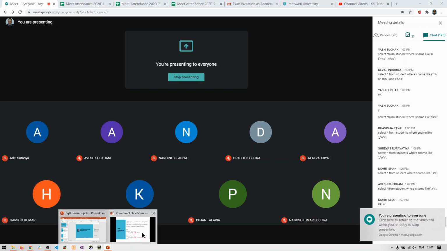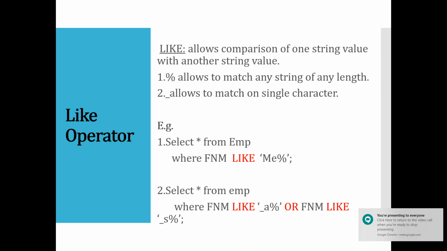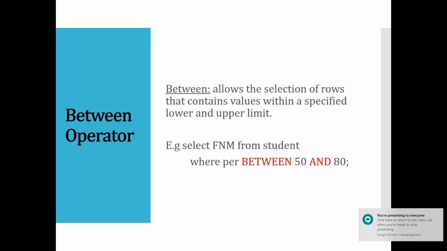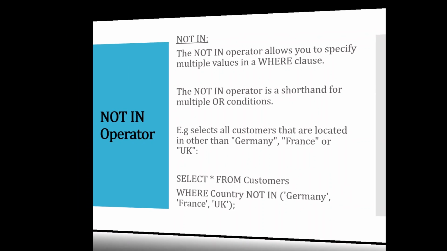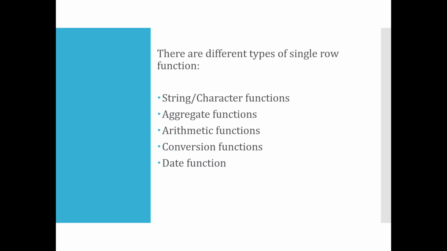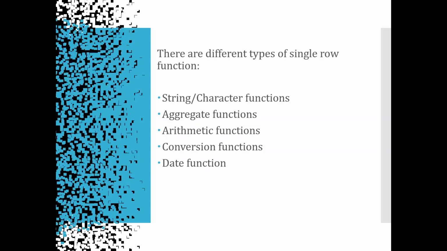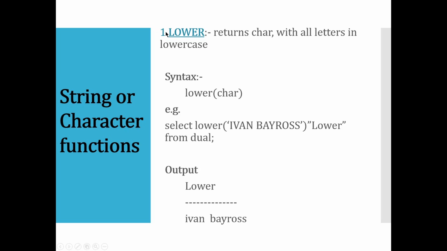Okay, so we have seen the like operator. This is the like operator, right? Then let us say between we have seen, in, not in we have seen. Let us move to the single row functions. What do you mean by single row functions? It means that you are going to use these functions along with your query. So we have string functions, aggregate functions, arithmetic functions, conversion functions, and date functions. So let us see what all these functions are actually. So first function is string functions. So first function is lower function. What do you mean by lower?